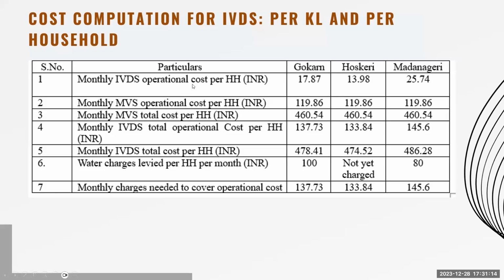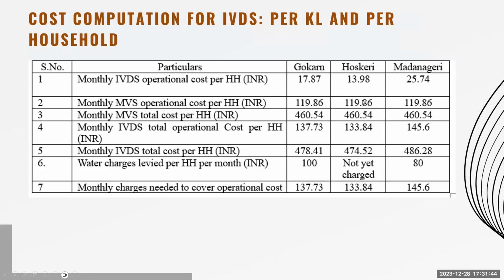So based on that, one can calculate the monthly IVDS operational cost. There are three villages, three gram panchayats, for which we have actually calculated this. So you can see that the monthly IVDS operational cost is 17.87 in case of Gokarn. In Hoskere it is 13.98, and Madanagiri it is 25.74.